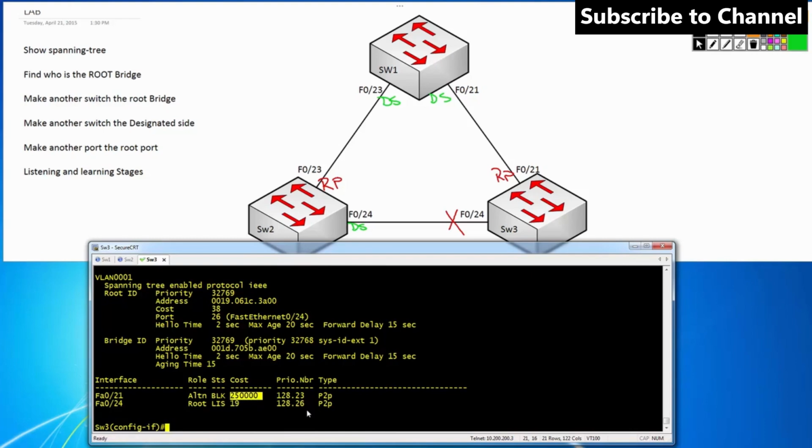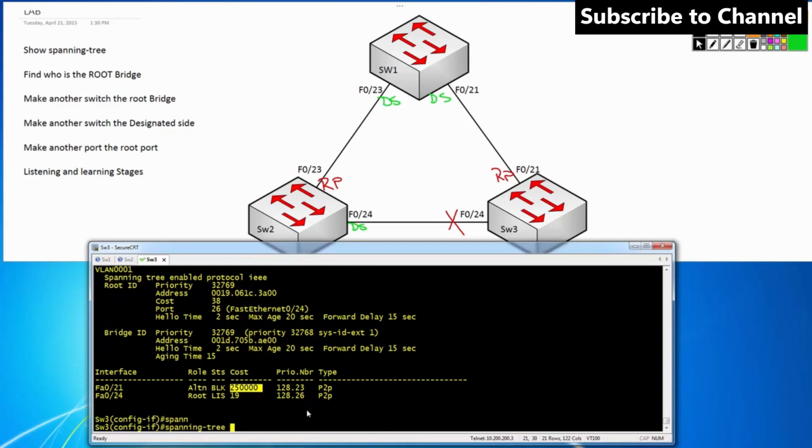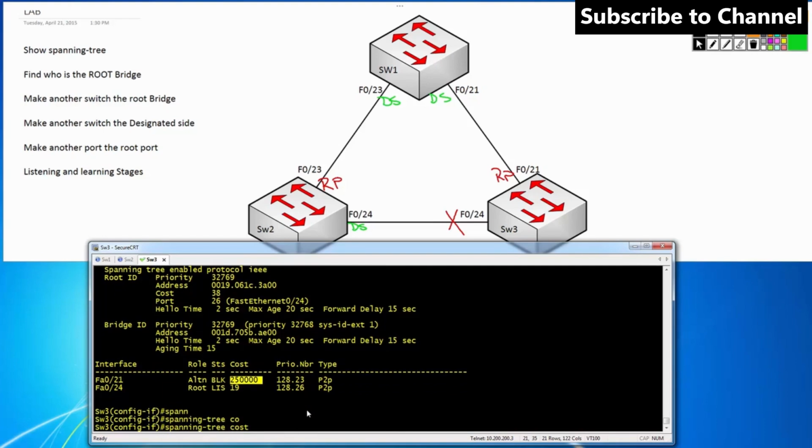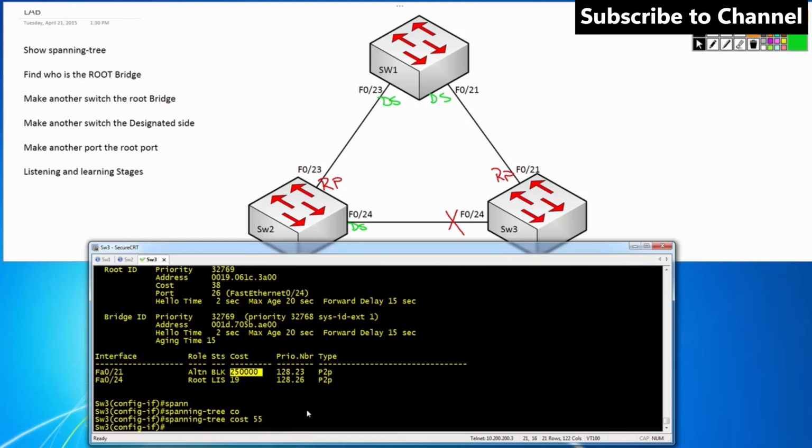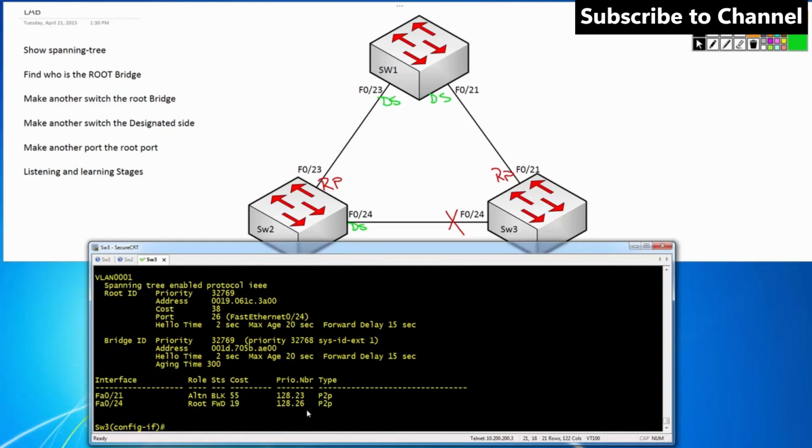Now, what if you don't want the cost to be affected by the bandwidth? Well, you can go into the interface and say spanning-tree cost and the value. We'll give it a value of 55. Done. Do show spanning-tree. This is the second way of manipulating your cost value of a port. And now my cost is 55.